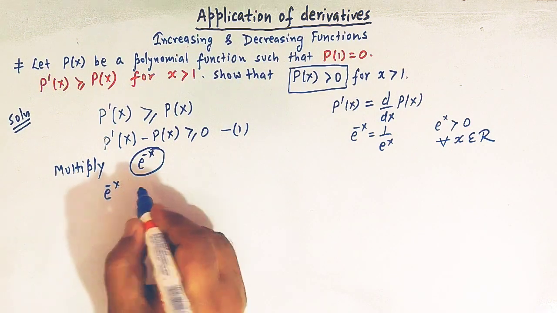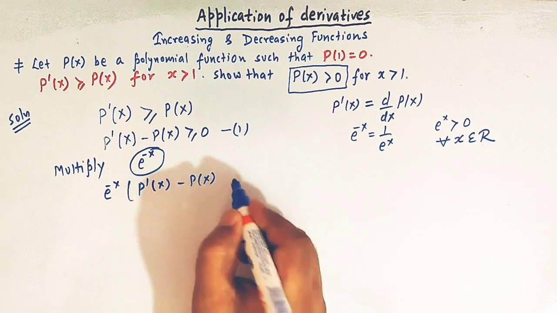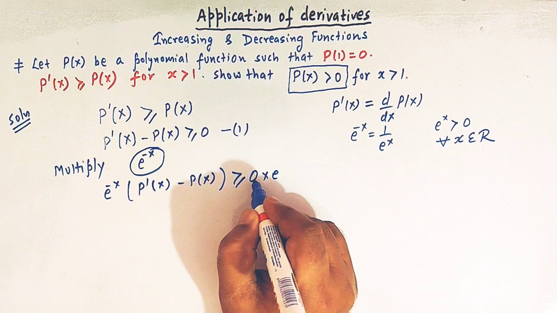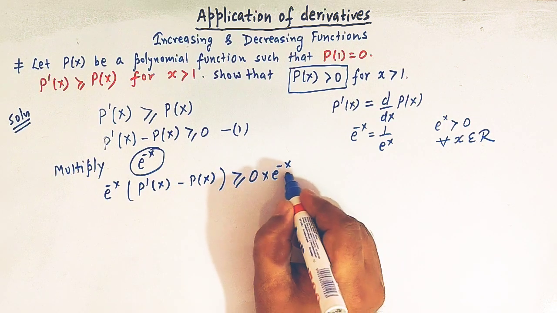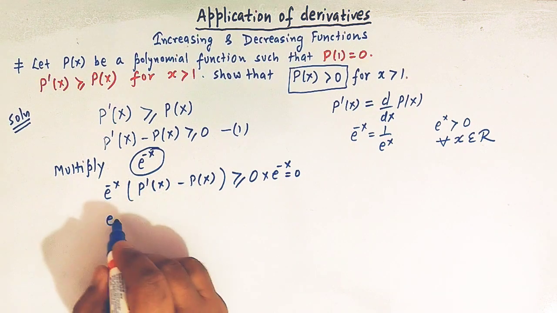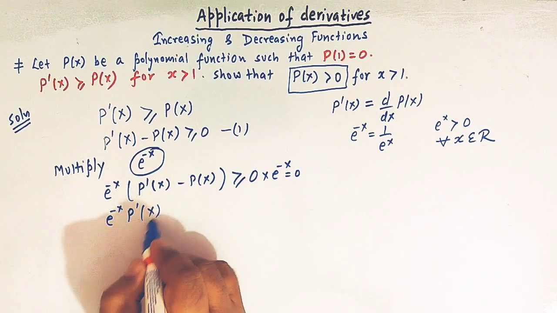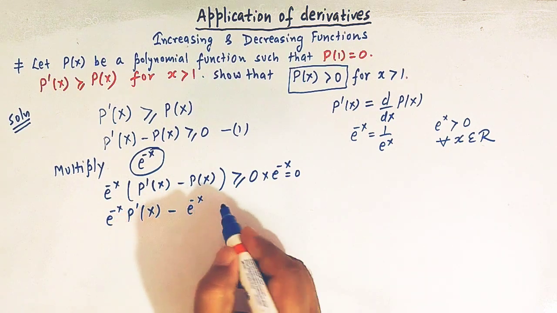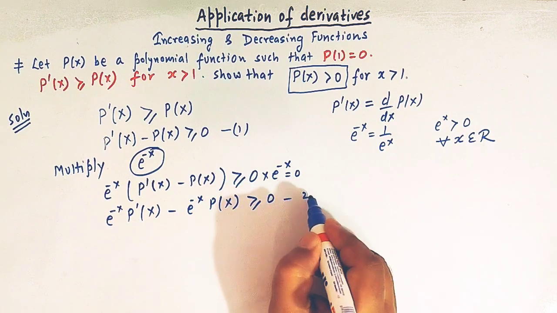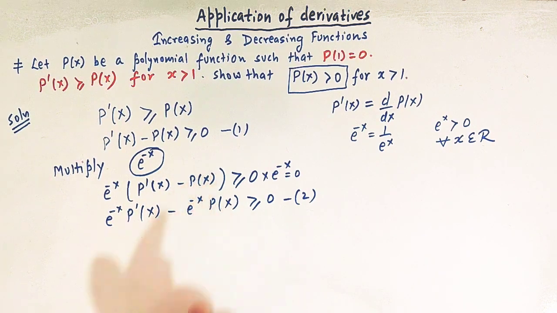So we'll get e raised to minus x times p prime of x minus p of x, and that is greater than or equal to 0, because if we multiply 0 by e raised to minus x, we'll get 0. So now we can multiply these two terms by e raised to minus x. So we have e raised to minus x times p prime of x, and e raised to minus x times p of x, that is greater than or equal to 0. Now let us focus on this inequality number 2.